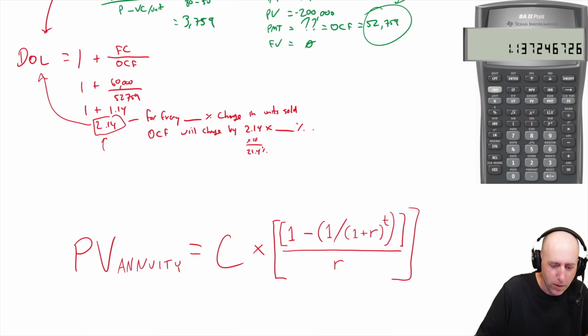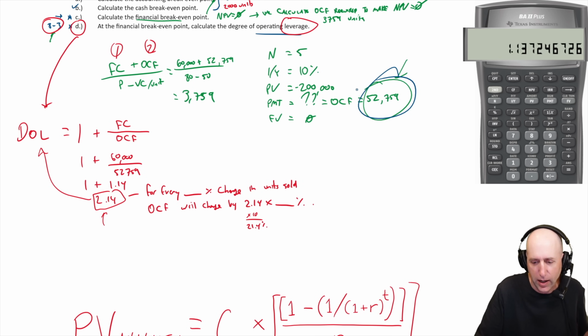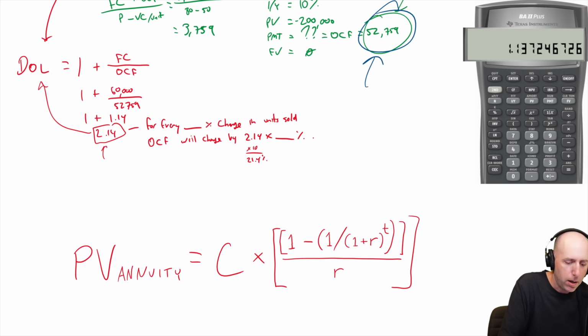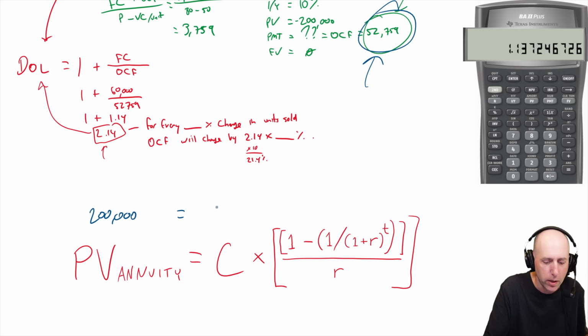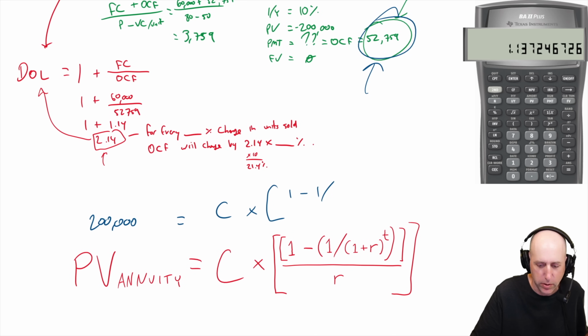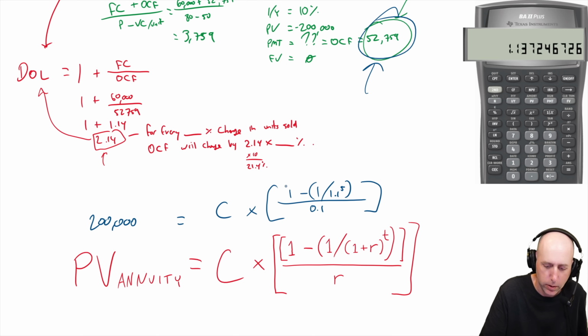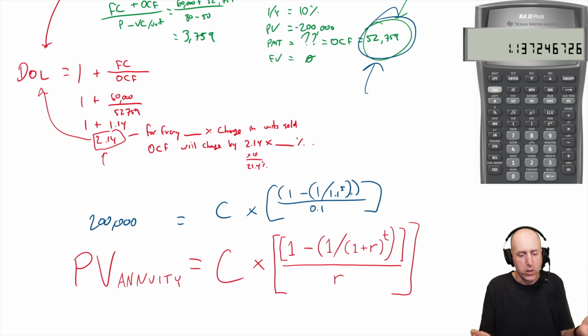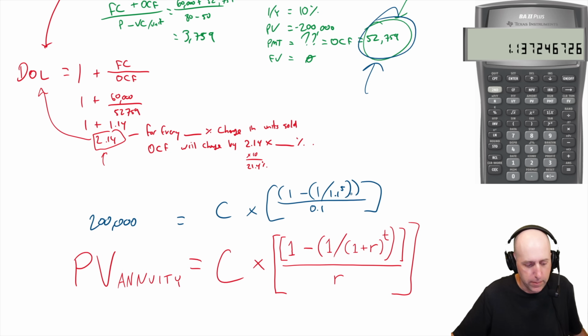Okay. So we're just going to recalculate this number that I had done in my financial calculator. Our present value here, $200,000, that's what we're solving for, equals C, which is our payment amount, times 1 minus 1 over 1 plus R. Our discount rate was 10%, so 1.1 to the T, which is 5, all over R, which is 0.1. Okay, so again, put some brackets around everything. We just have to solve for C, that payment amount.